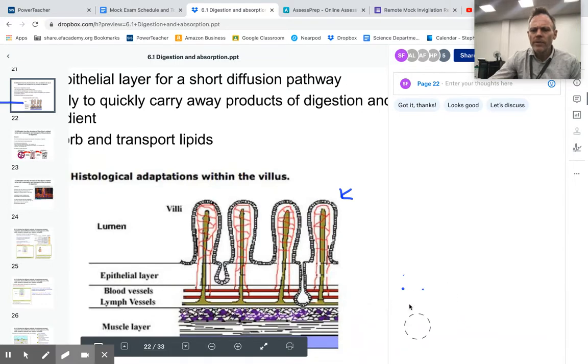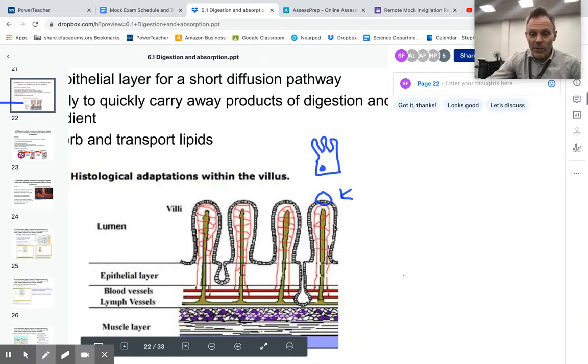So let's talk about surface area first. Obviously, by having these little fingers here, it allows you to have more places for diffusion. And as we mentioned before, even those little cells right there, they all have fingers on them as well, right? We can see all those little cells right there. Those epithelial cells have microvilli to increase surface area. So that's the surface area component.